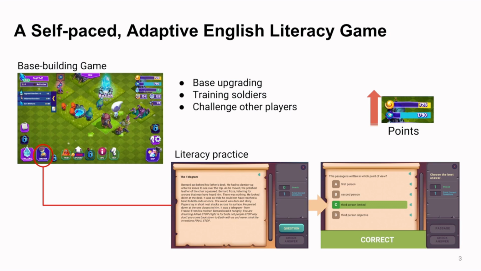Once they get the correct answer, their in-game points increase, which can further be used to enhance their game progress. During their use, the system keeps inferring learners' reading ability based on their learning performance, and continuously adjusts the difficulty level of the passage and the questions.